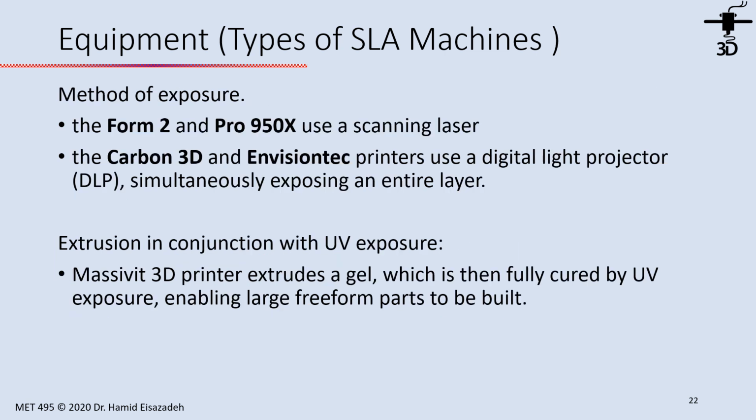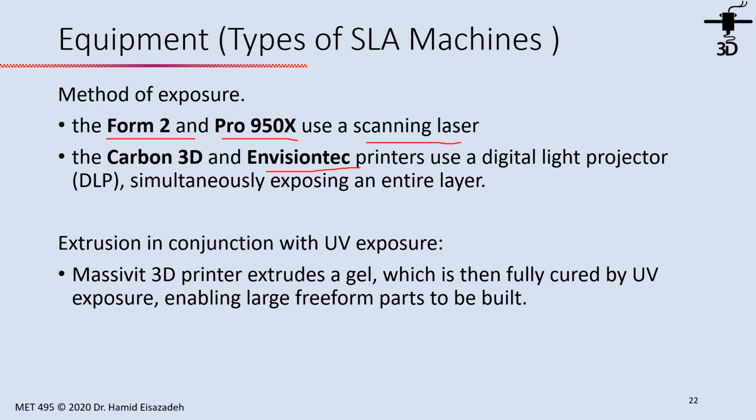We can also look at the machines from the way we expose the light. If, for example, we use a scanning laser, these are two machines that are available in the market, Form 2 and Pro 950X. We mentioned that there are some printers that can use the light projector, for example, Carbon 3D or Envision Tech printer. They simultaneously expose one image on each layer.